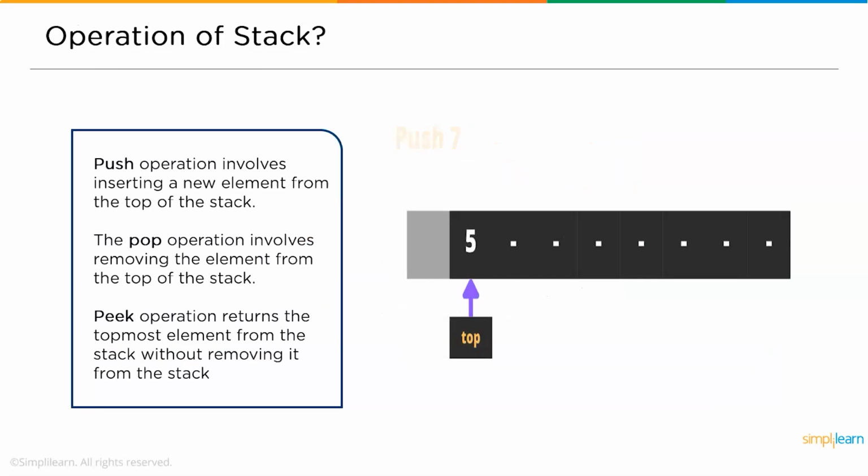Now, let us understand the basic operations on stack. The three fundamental operations that can be applied onto a data structure like stack are push, pop, and peek. The push operation involves inserting a new element from the top of the stack. The pop operation involves removing the element from the top of the stack. And finally, the peek operation returns the topmost element from the stack without removing the element from the stack.